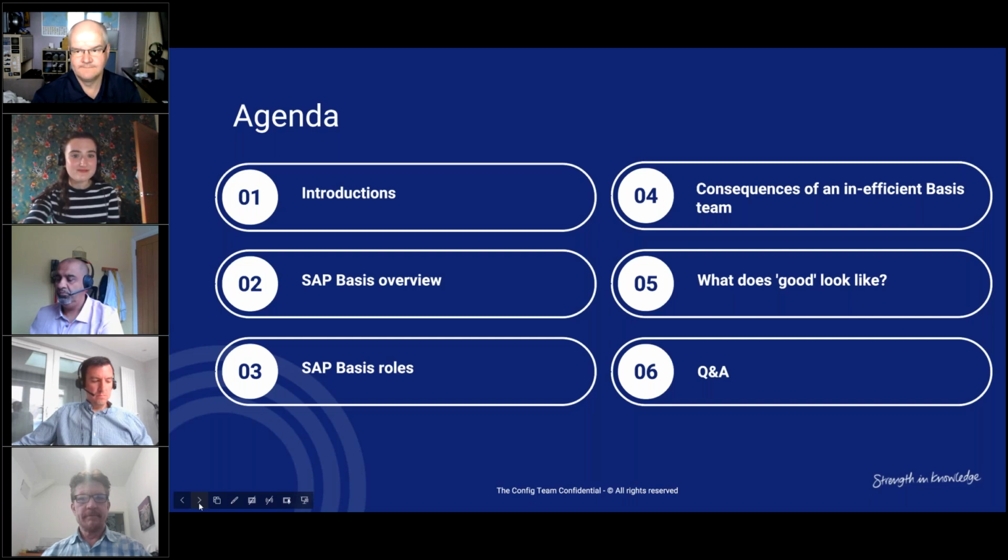And then we couldn't possibly talk about what good looks like until you know what the opposite of that is. So we'll be taking you through what happens when you don't have an efficient Basis team working for you, and then how that would affect your business, colleagues, customers. Then we'll move on to what good looks like. We'll give you our insights on SAP best practice that's going to give you a really good idea of what you should expect from your Basis service provider or your internal team.